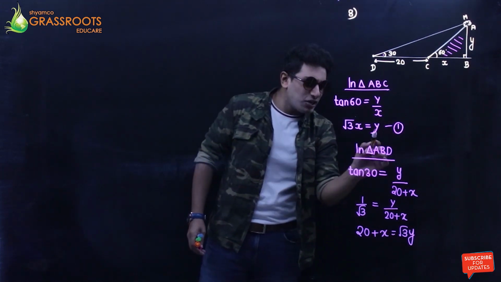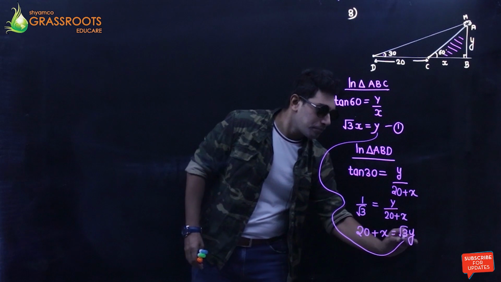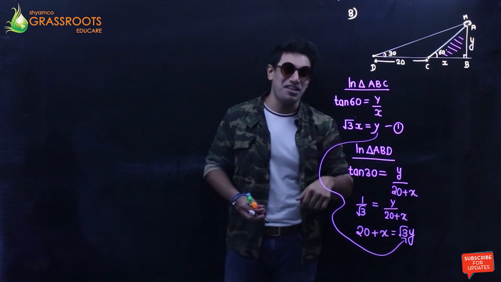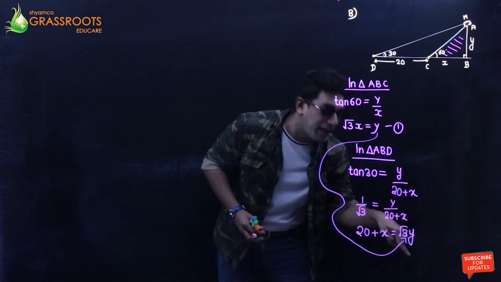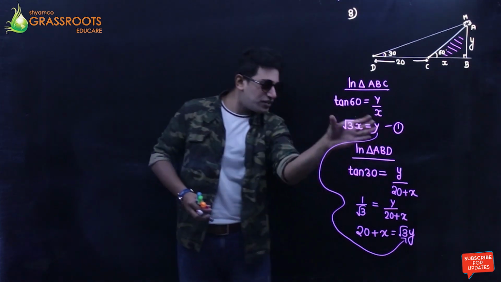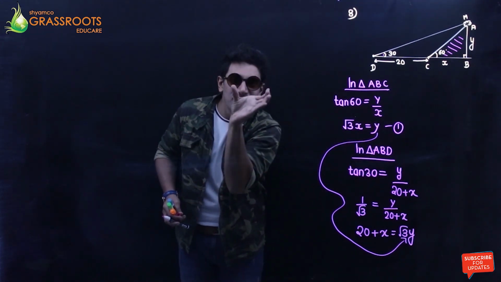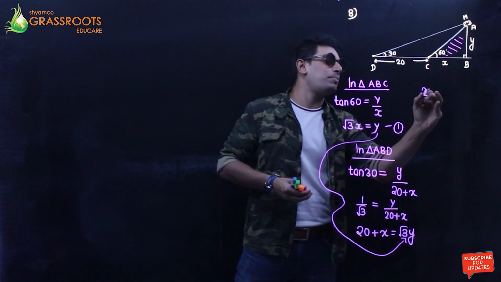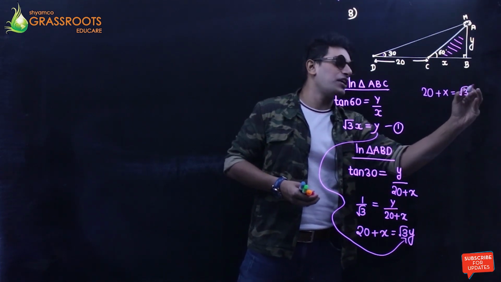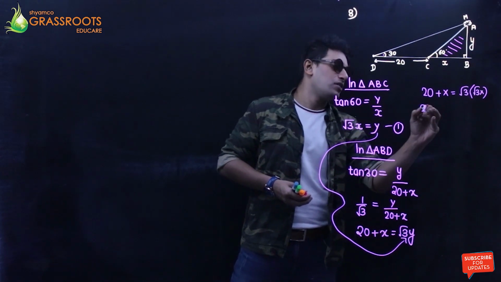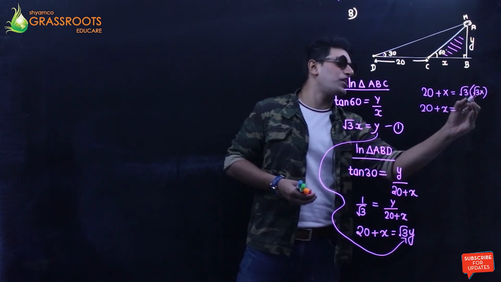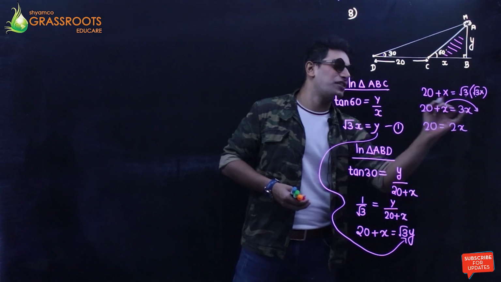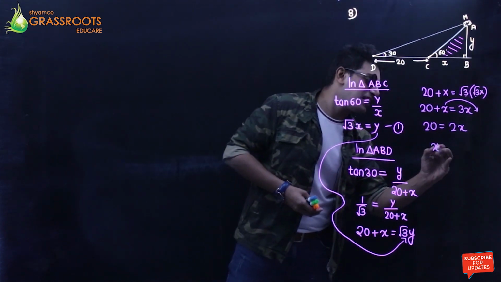Now, instead of y, can we substitute root 3x? Listen, can you see y here? This is y. Can you see y is root 3x? So, I am going to get 20 plus x is root 3 times root 3x. So 20 plus x is equal to root 3 into root 3, which makes it 3x. So 20 is equal to 2x. Come on, shift it. Subtraction. So guys, x is equal to 10.